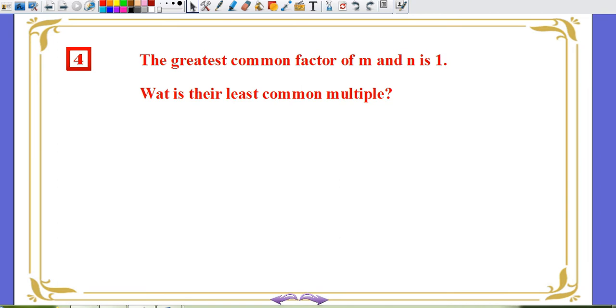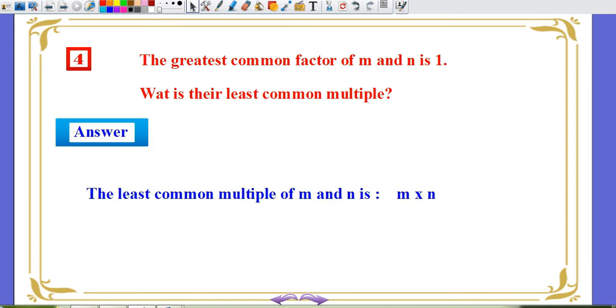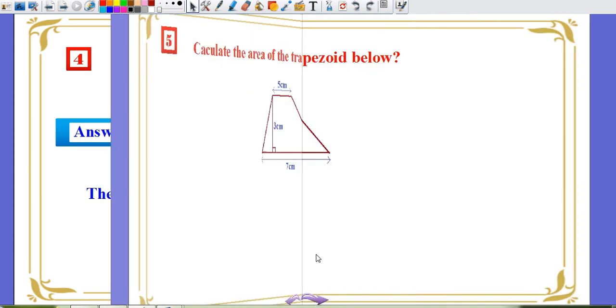If two or more numbers have their greatest common divisor equal to 1, their least common multiple is their product. So if the greatest common divisor of M and N equals 1, then the least common multiple of M and N is the product of M and N. We finish solving exercise 4. Now we move on to exercise 5.